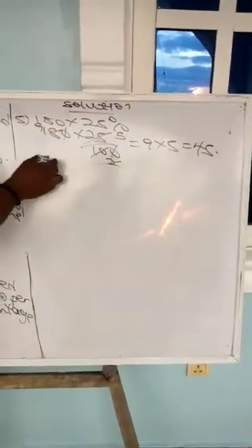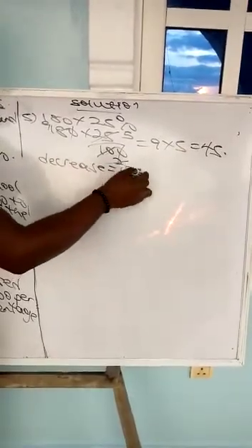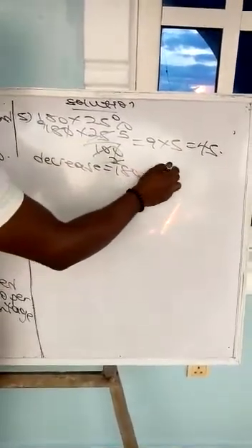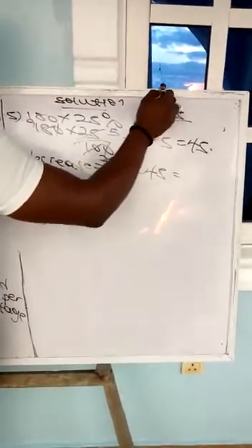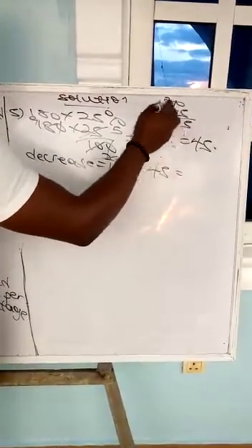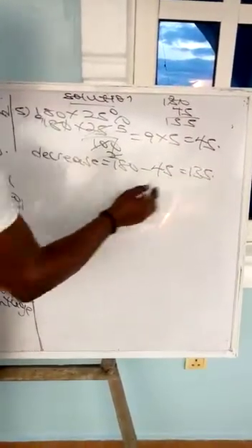So the decrease now is simply going to be 180 minus 45. We borrow. That will give us 5. 3, 1. That is going to be 135.